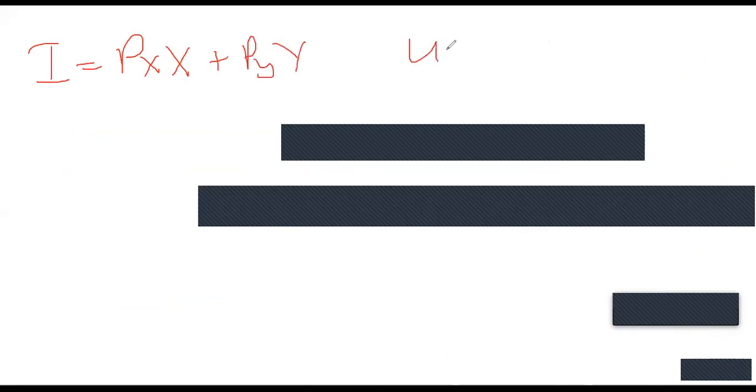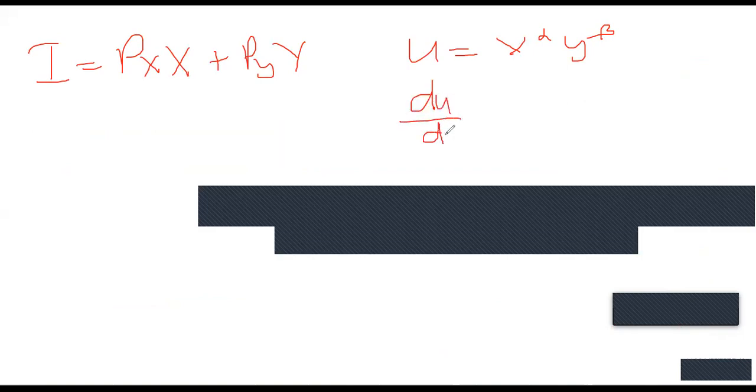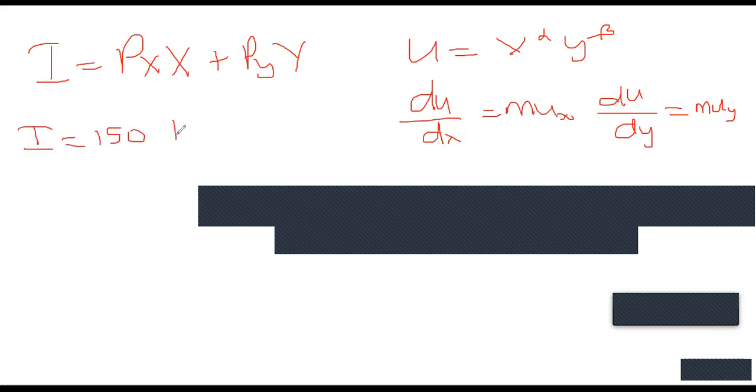The utility function is given by X to the power alpha, Y to the power beta. When you differentiate the utility with respect to X, it is called the marginal utility of X. When you differentiate the utility with respect to Y, this is called the marginal utility of what? Of Y.